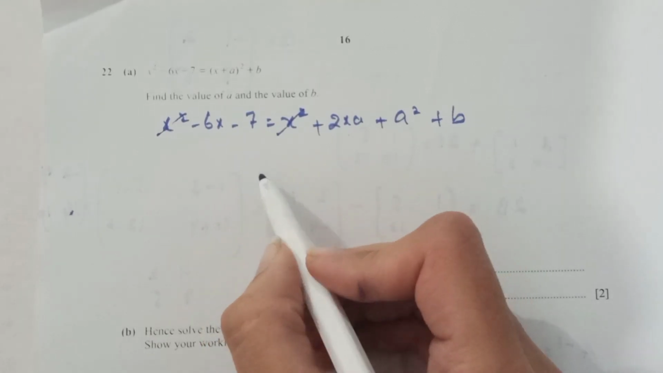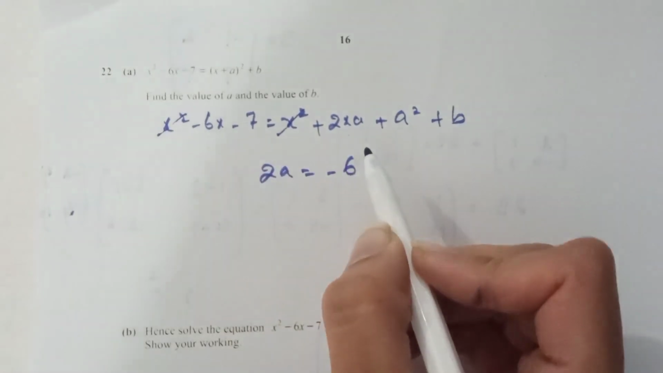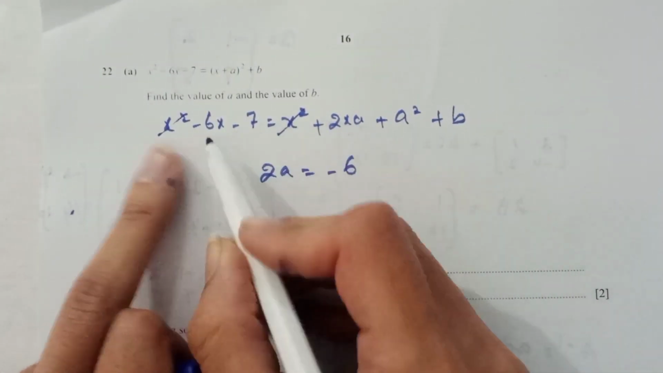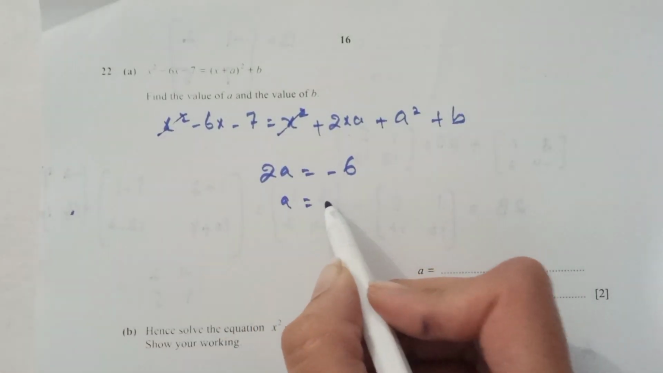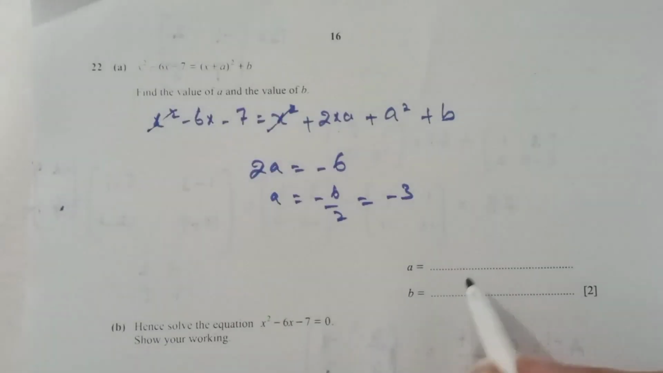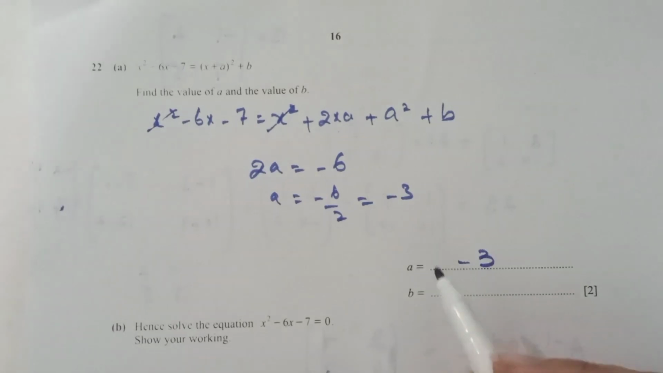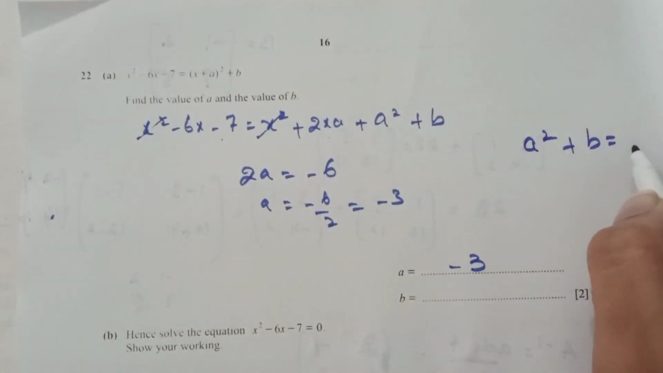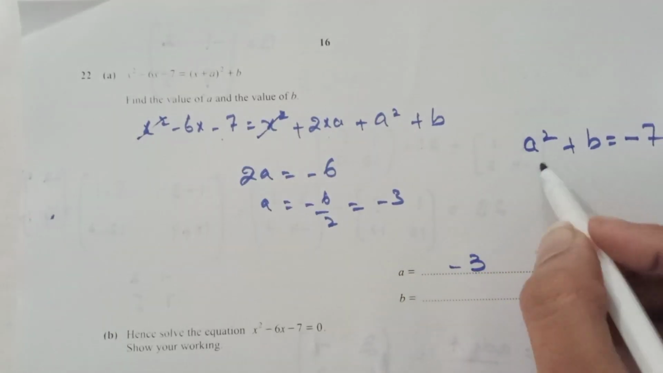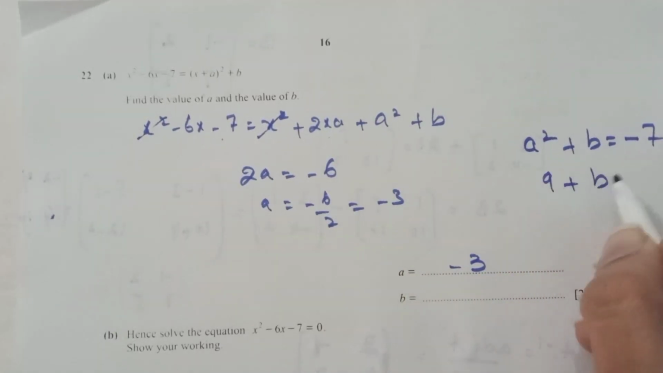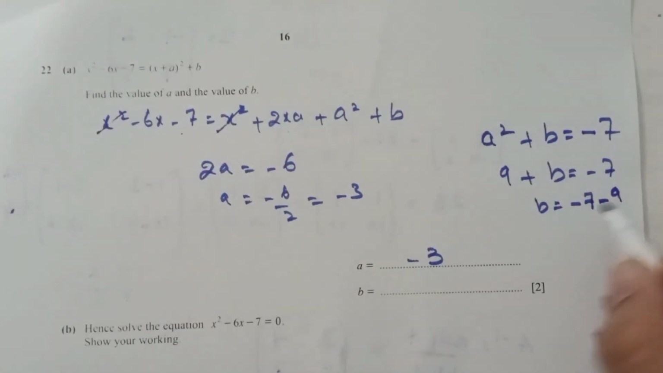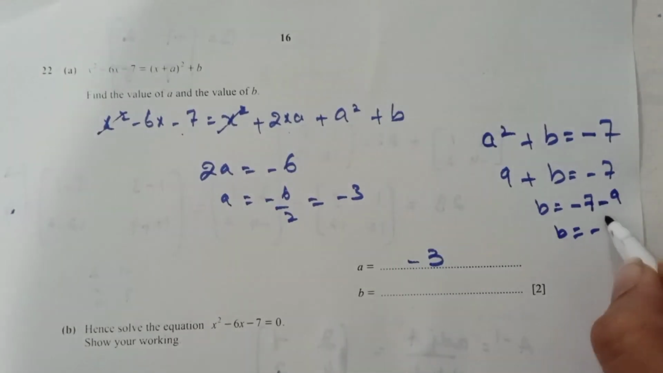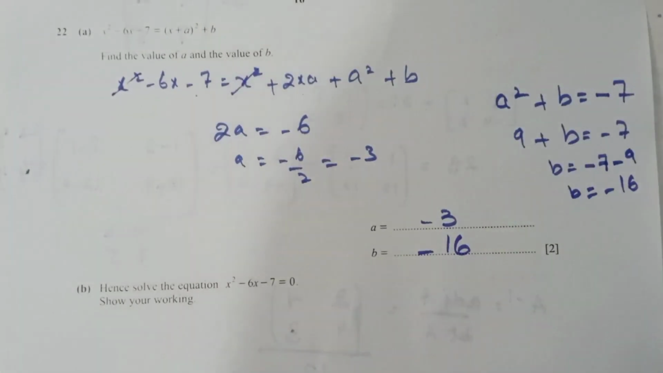It means 2a is equal to minus 6. We use the comparison: x values for x values, 2a is equal to minus 6, and we can find the value of a by dividing by 2, minus 3. So a is equal to minus 3. Now we have to find the value of b by comparison with a square plus b is equal to minus 7. Now a, we already found, is minus 3. When we take the square, it becomes 9, and b minus 7. When it changes position, it becomes minus 9, and by adding it, the sign is negative, we get 16, and the value of b is minus 16.